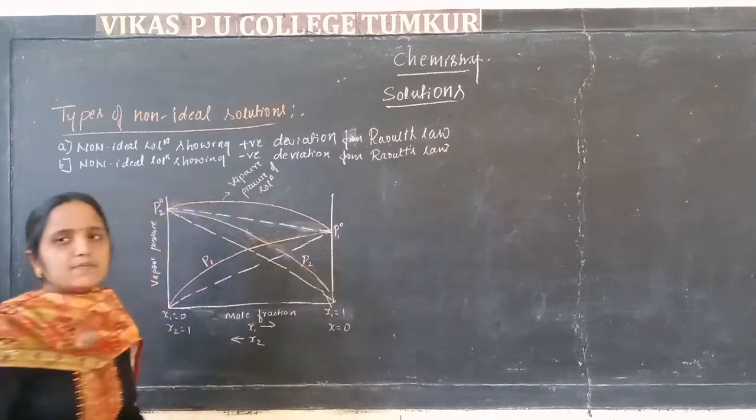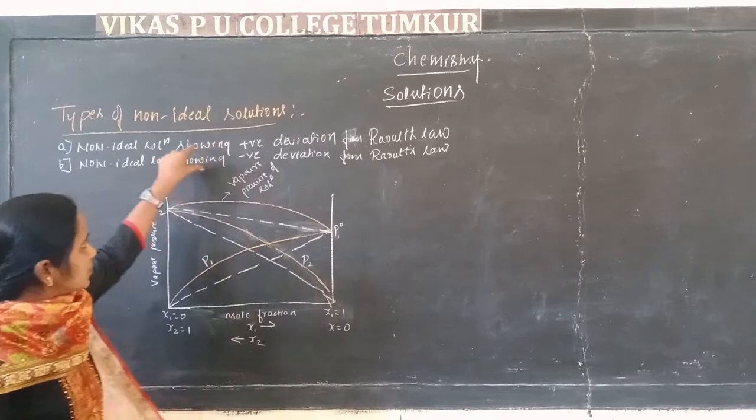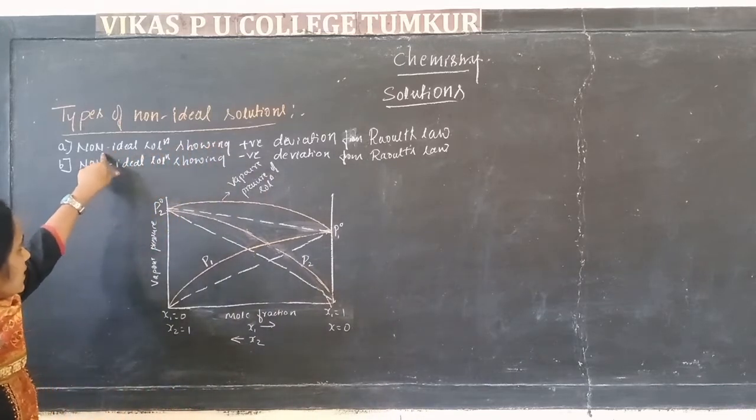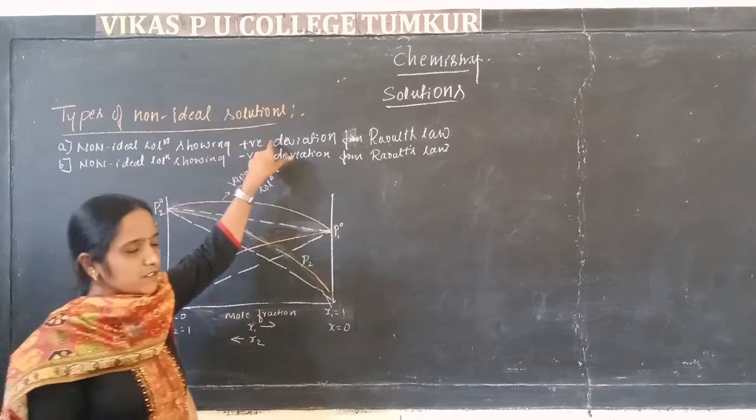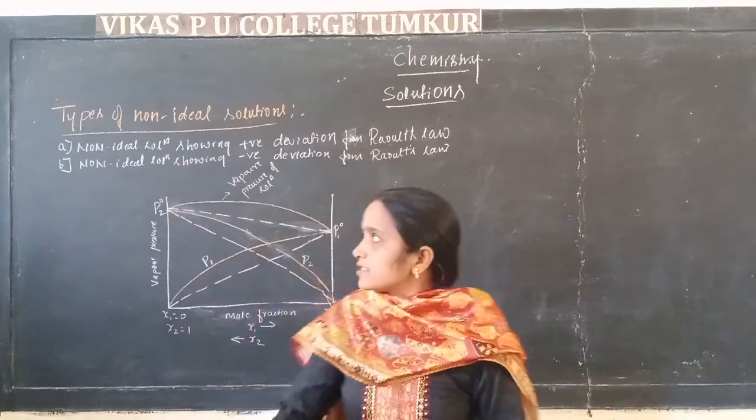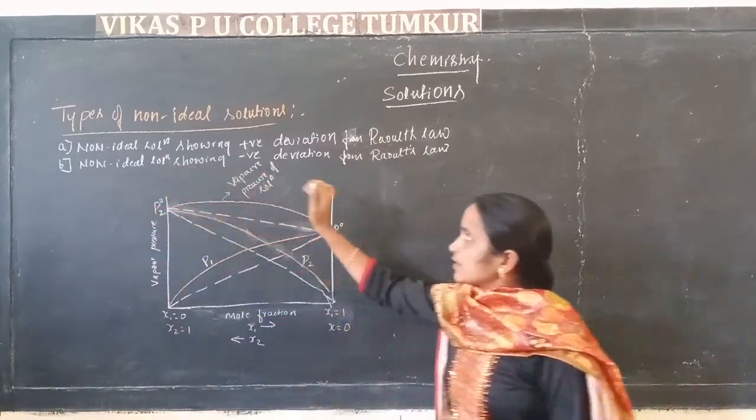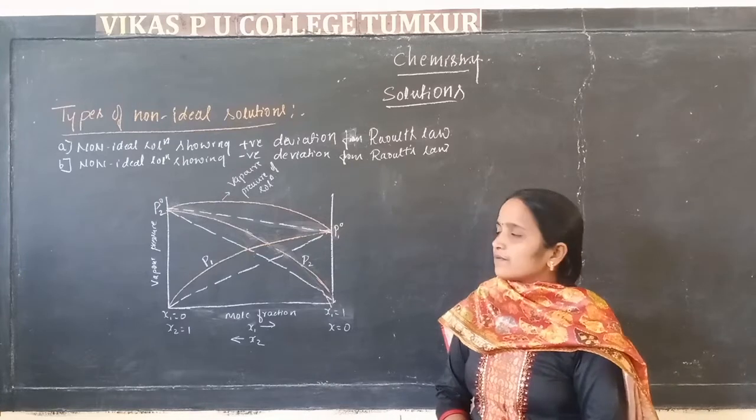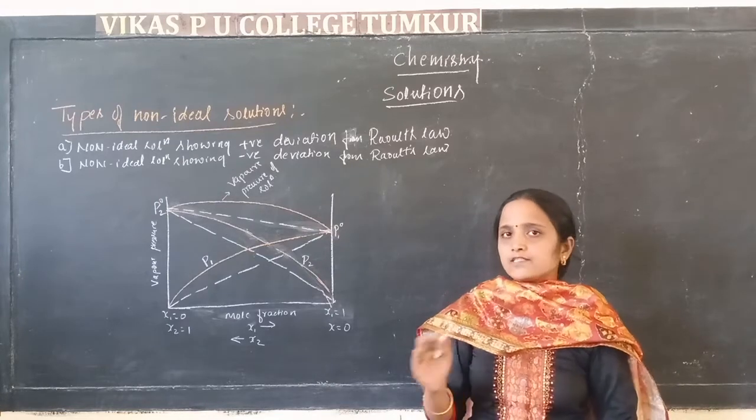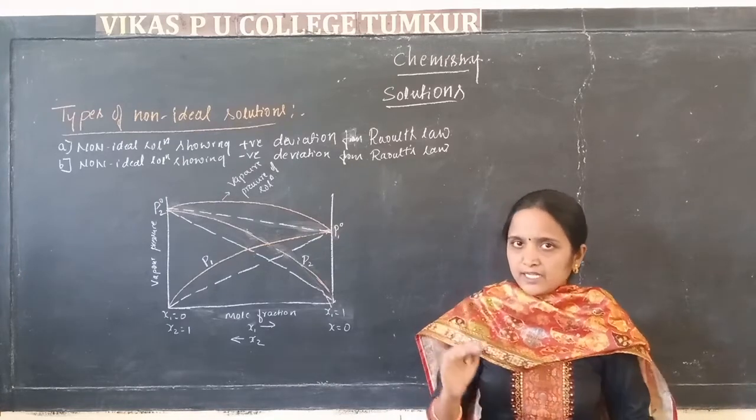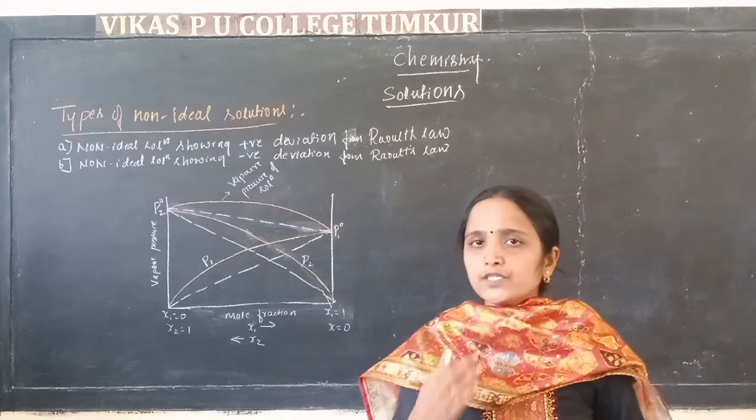These are the types of non-ideal solution. There are two types: the non-ideal solution showing a positive deviation from Raoult's law, and the non-ideal solution showing a negative deviation from Raoult's law. First we will discuss the non-ideal solution showing the positive deviation.